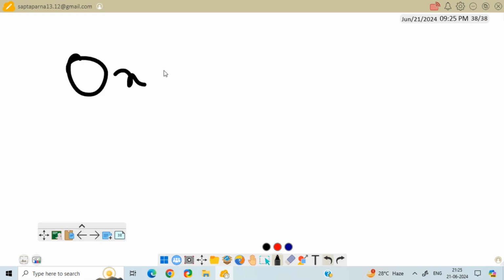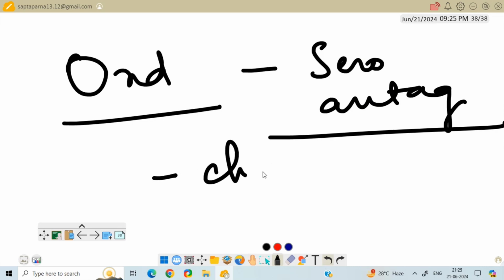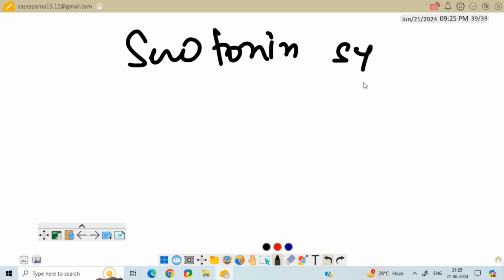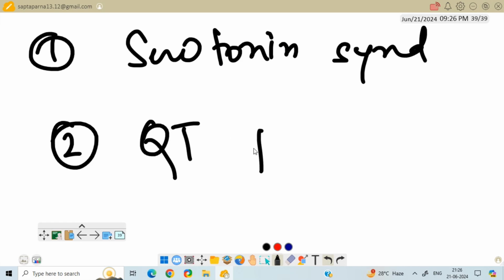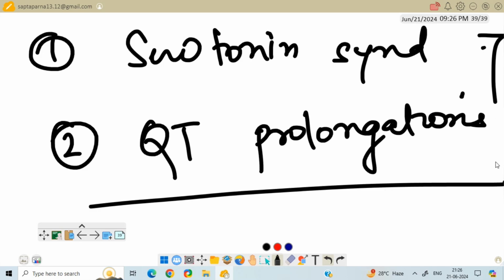Now, what is the risk of ondansetron? It is a serotonin antagonist and it is very effective in controlling chemotherapy-induced nausea and vomiting. But what are the side effects? Number 1, serotonin syndrome. Number 2, it causes QT prolongation. So these are the things which you have to remember. It also comes in your MCQ exam, entrance exam.